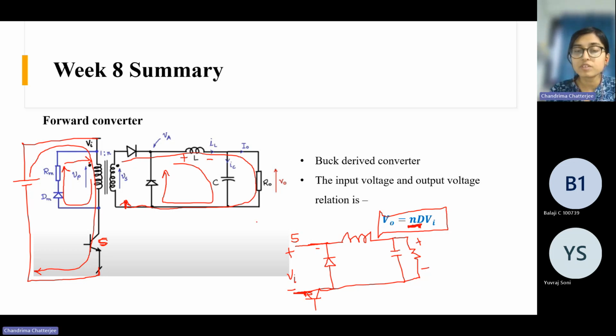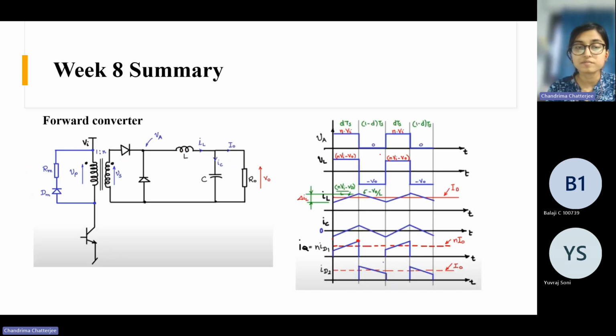If you see the waveforms, it will be clear, I think. I shall show the waveforms.